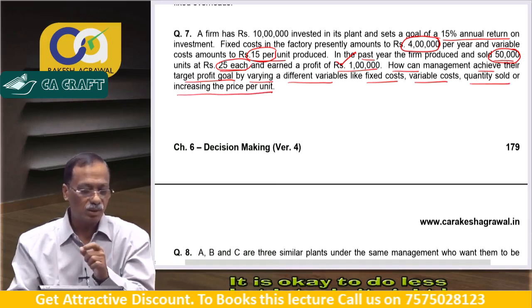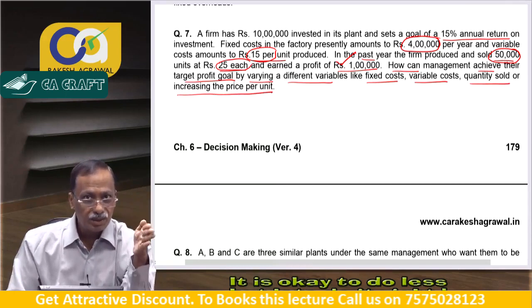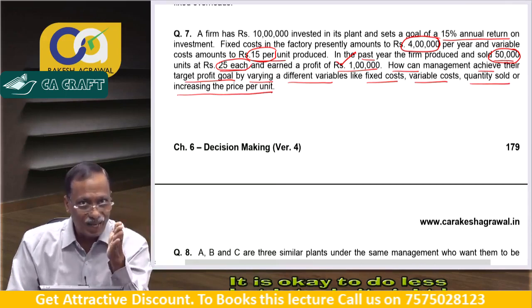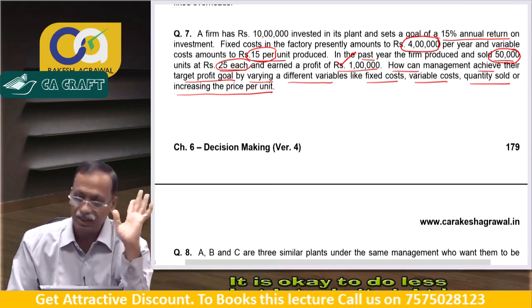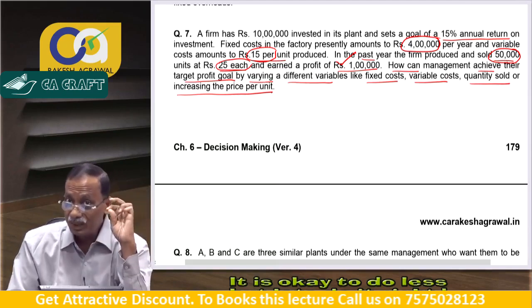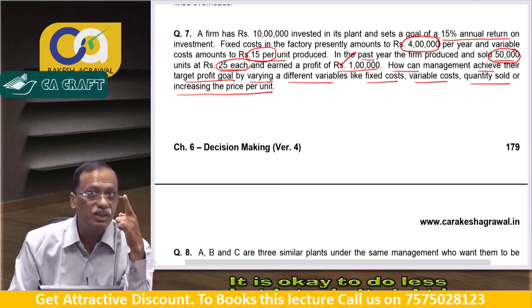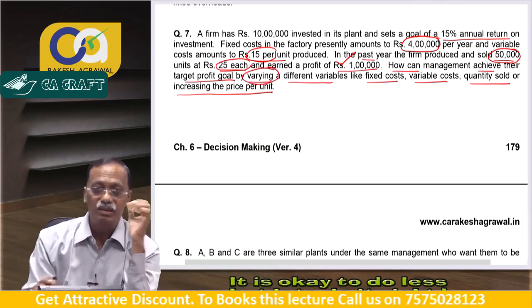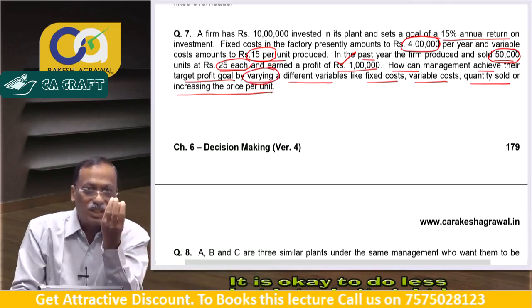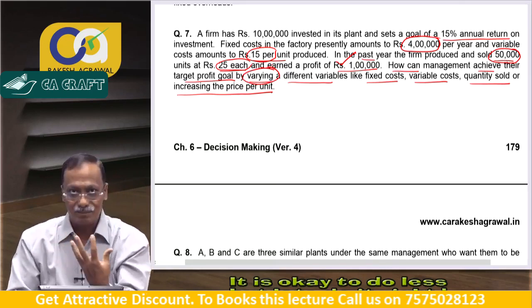Now this question or this sentence requires interpretation. Last year you have achieved a profitability of 1 lakh, but you are away from the target. Your target profit is 1,50,000. Now the question is saying how you can achieve that goal, means how you can move from 1 lakh to 1,50,000 by varying different variables. By varying means by changing. So you have to make some changes in those variables.